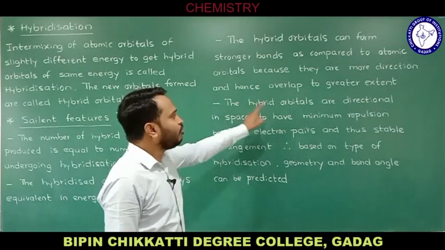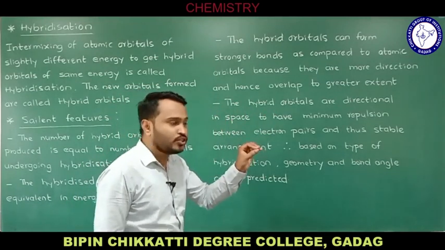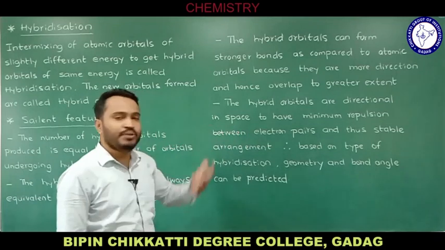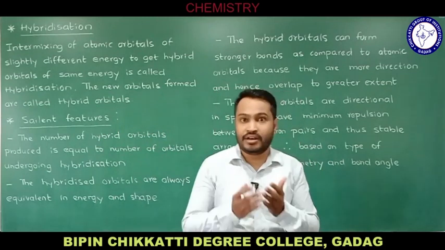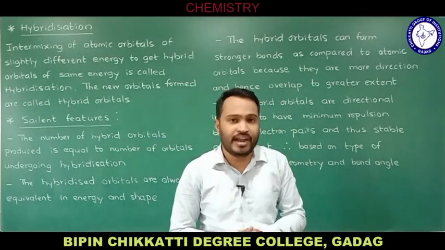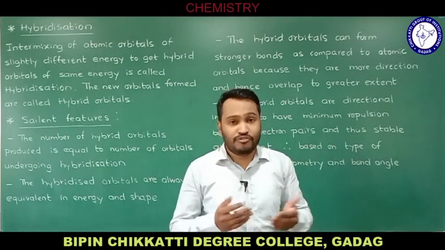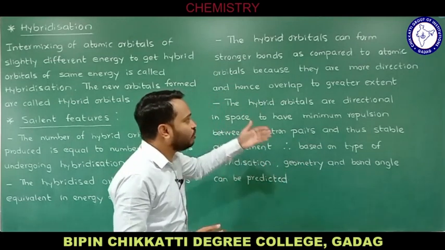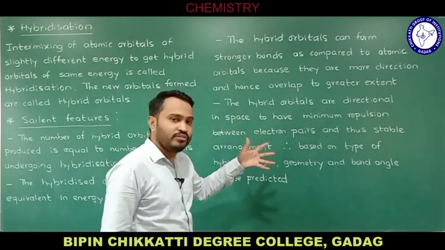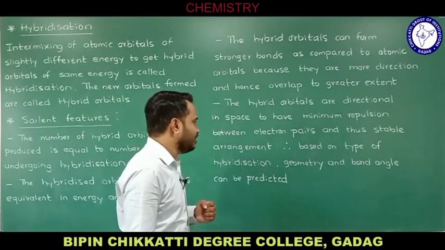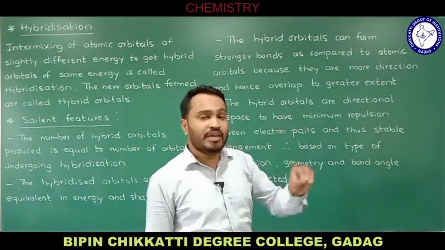The hybrid orbitals are directional in space, and why are they directional in space? To minimize the repulsion between the electron pairs. According to valence shell electron pair repulsion theory, electrons are negatively charged, and if you have two adjacent electrons, they repel each other. Therefore they will be in a particular direction in space to avoid repulsion. If they avoid repulsion, that structure will be quite stable. And if they are directional and minimize the repulsive force, that is quite stable.